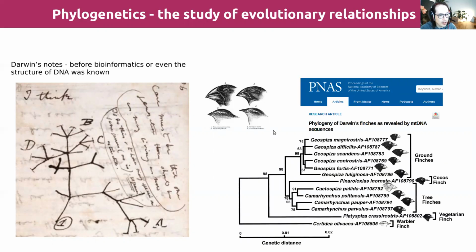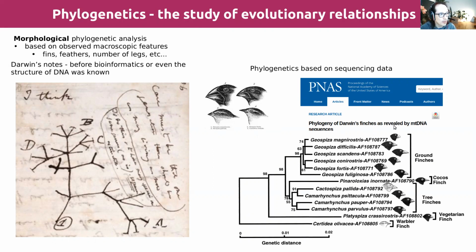And today we have modern methods. So this is a paper from not too long ago going into Darwin's finches and creating a very high resolution phylogenetic tree of how they're all related. And in contrast to the morphological approach of Darwin's era, we have today molecular approaches for phylogenetic analysis. And this is usually based on nucleic acid or protein sequence data.